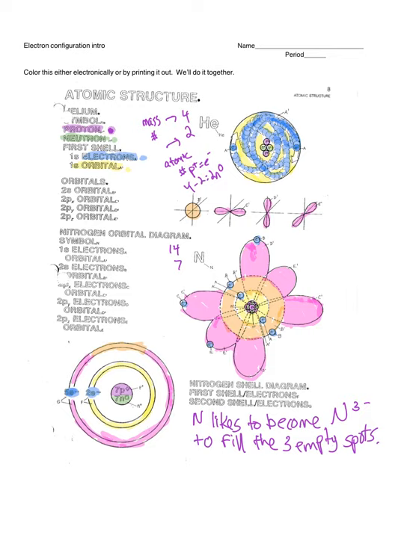I used pink on the outer one, and then notice I put the blue for the electrons. So nitrogen loves to gain 3 more electrons to fill those 3 empty spots you see that don't have anything in there. So that was just a little reminder that nitrogen loves to become N3-, which would make it stable like a noble gas. So again, make sure you have color-coded your different substances in each of the parts.